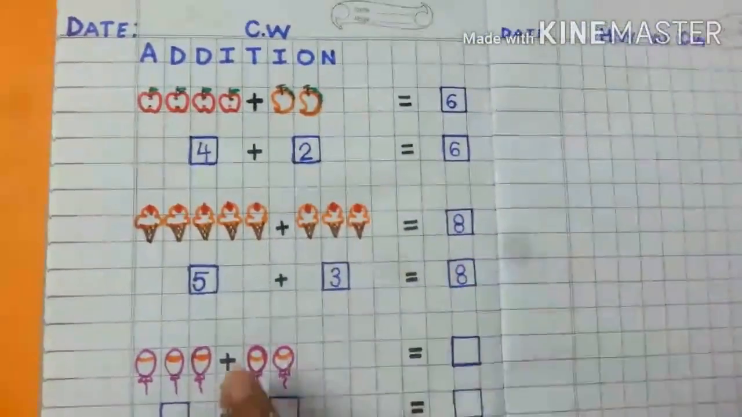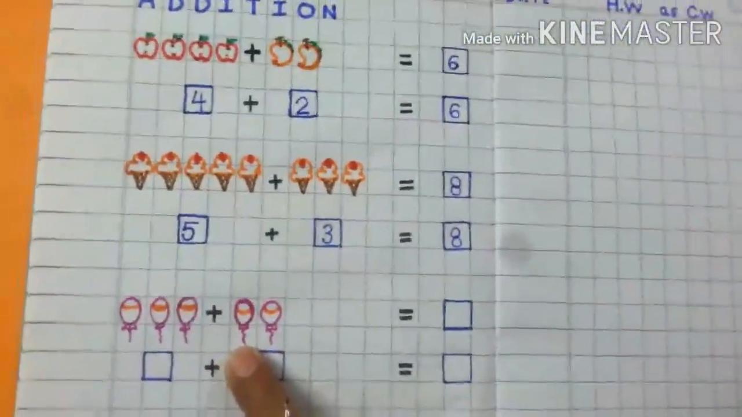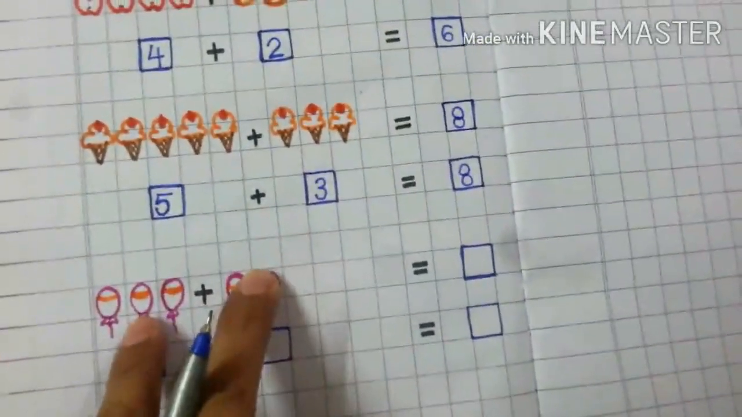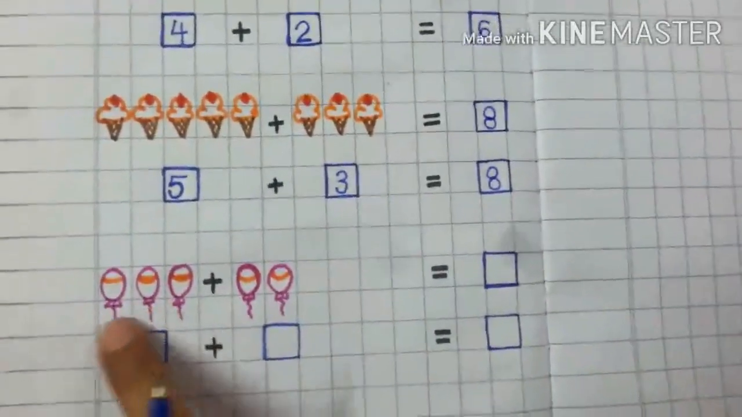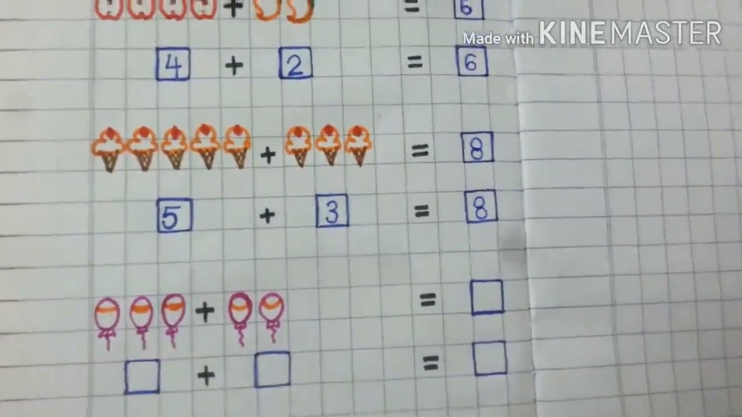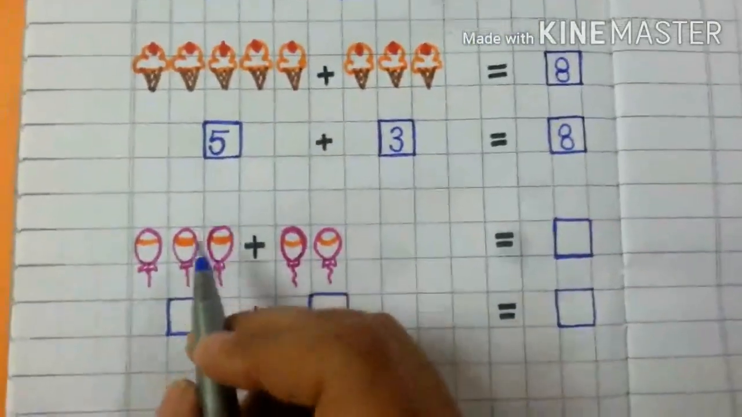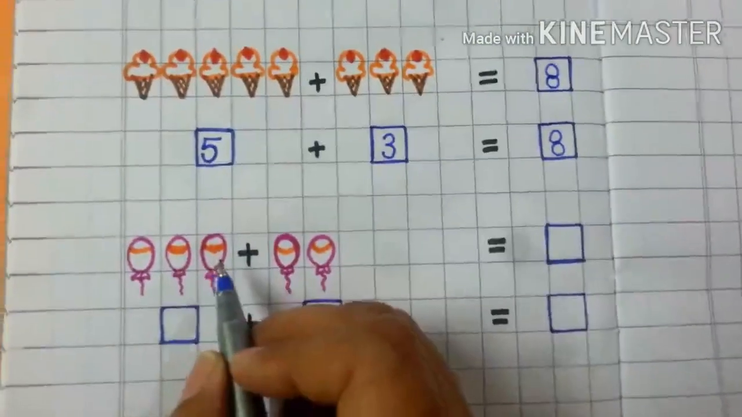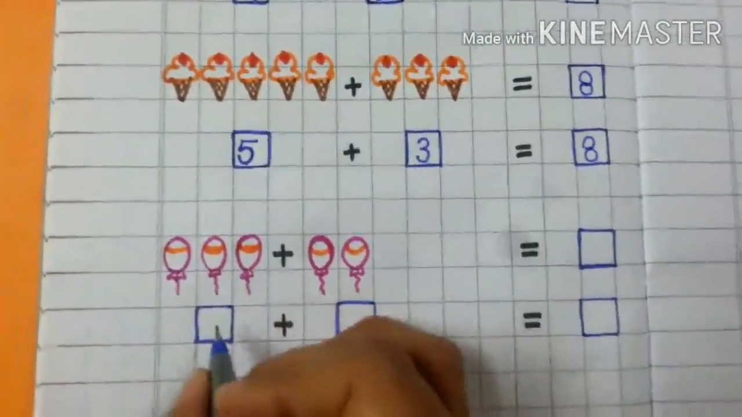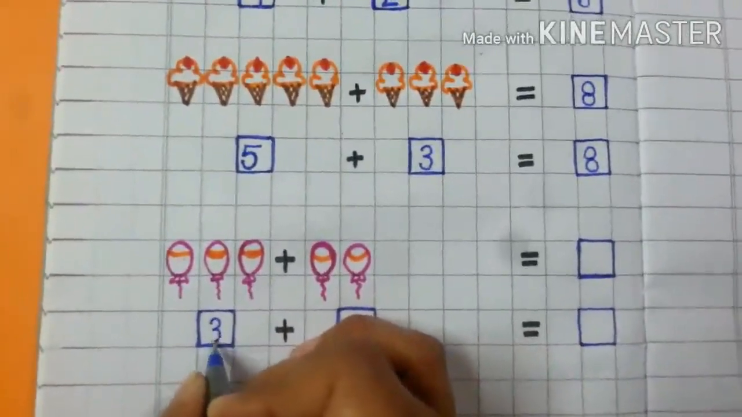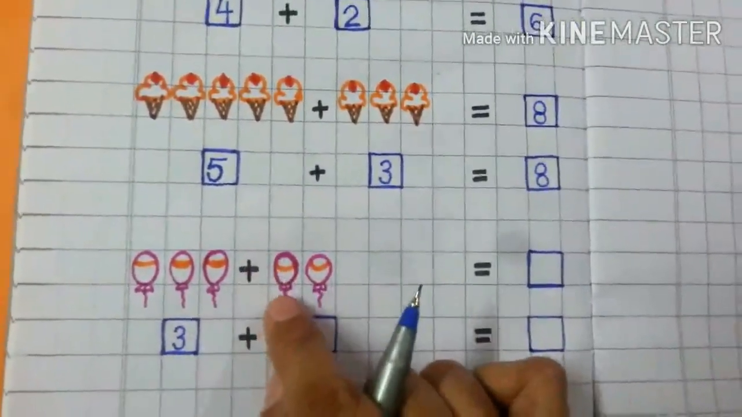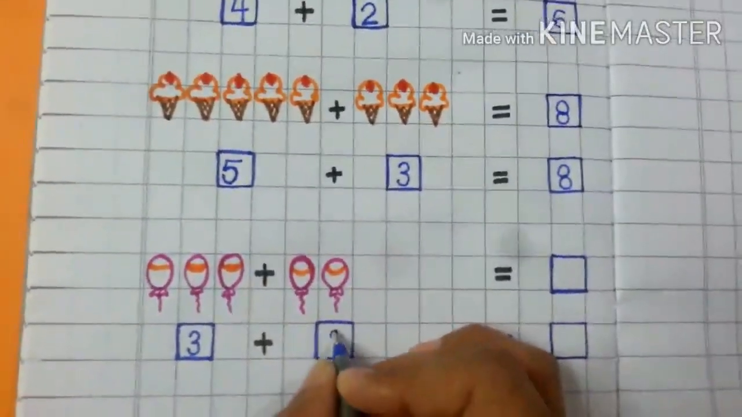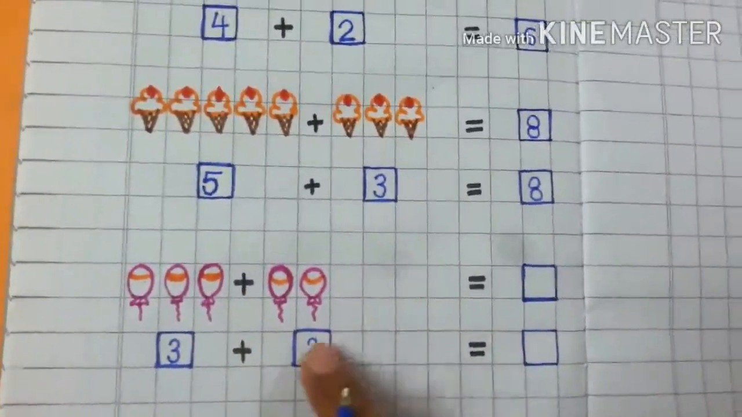Children, let's do next problem. In this we have 2 groups of balloons. Let's count the first group of balloons. Let's count with me. 1, 2, 3. In first group we have 3 balloons. Now count second group. 1, 2. In second group we have 2 balloons.